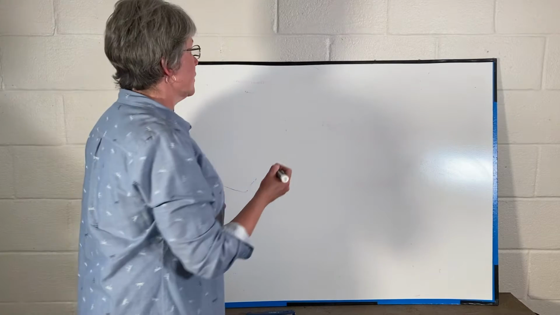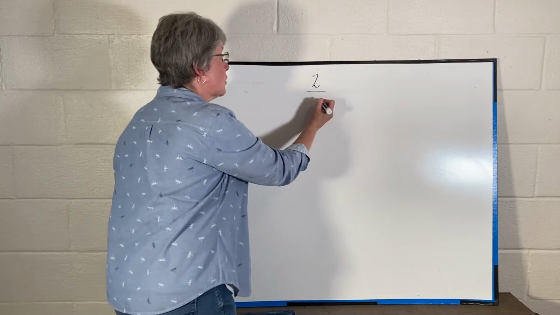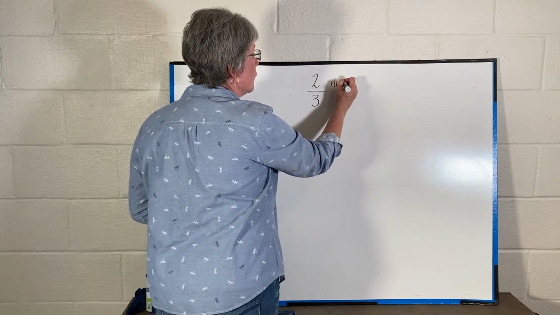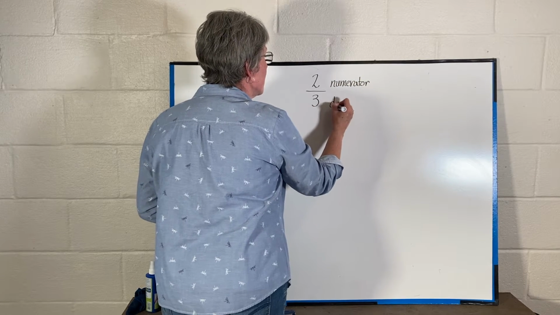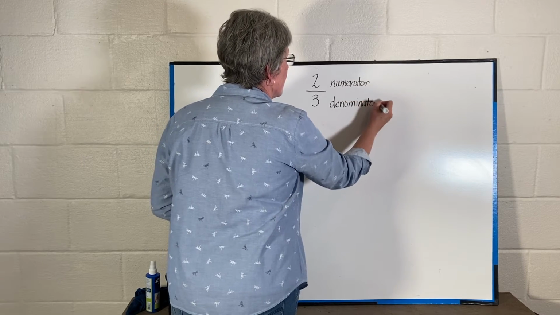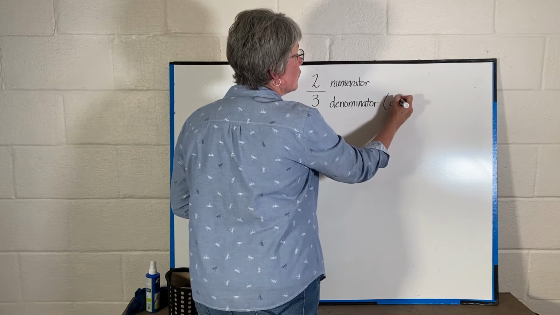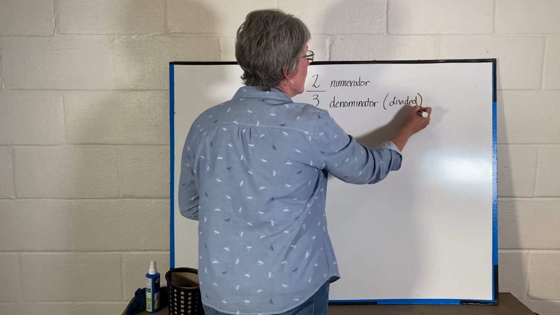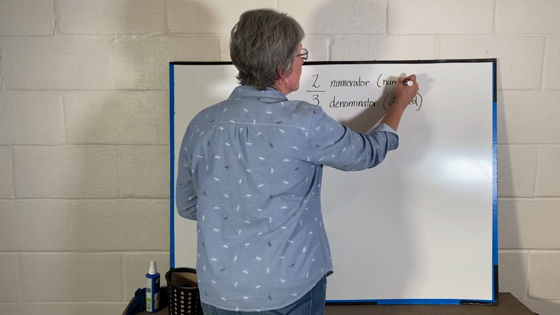Let's review what a fraction is. A fraction is a number with a division or fraction bar and then another number. The top number is called the numerator. The bottom number is the denominator. The denominator tells us how many pieces something is divided into. The numerator tells us the number of pieces we're going to use.